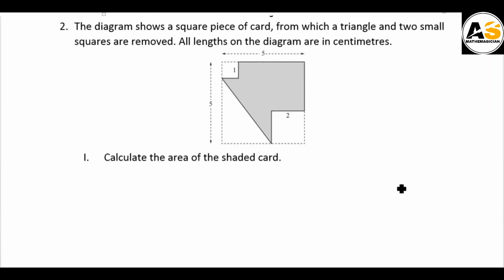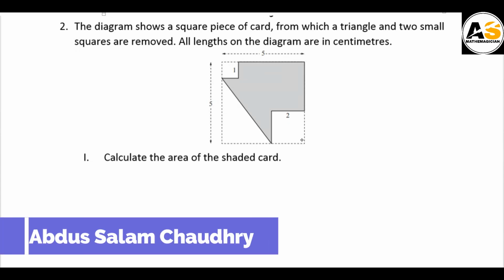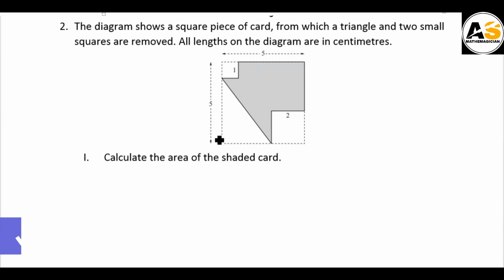Question number 2. We are given a diagram. It shows a square piece of card from which a triangle and two small squares are cut. This is one square of length 1. This is another square of length 2. And this is a triangle. These three shapes are cut from a square piece of card. We have to calculate the shaded area. Shaded area is this area.